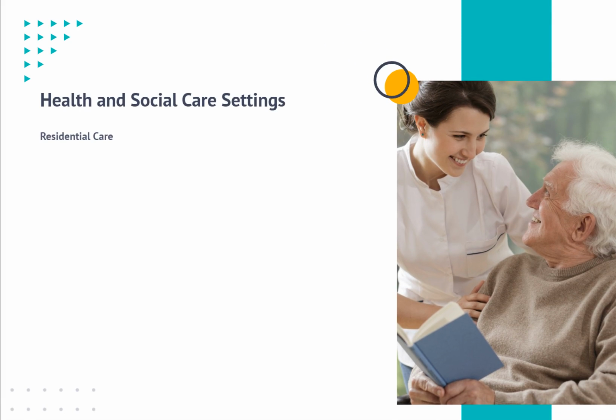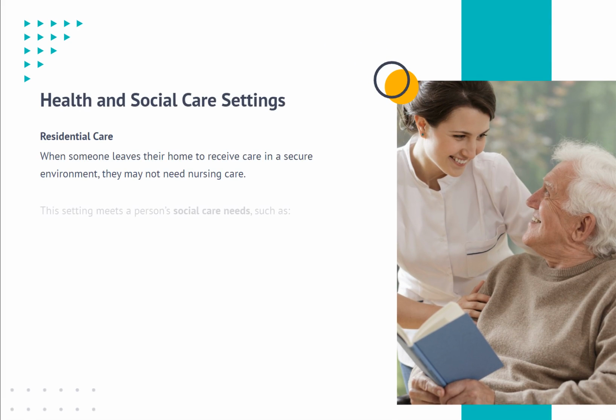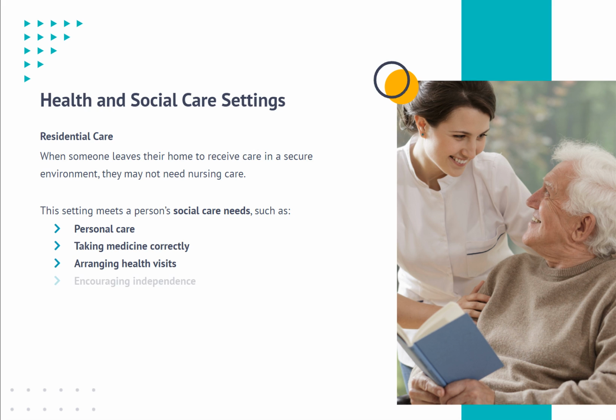Health and social care settings. Residential care. When someone leaves their home to receive care in a secure environment, they may not need nursing care. This setting meets a person's social care needs, such as personal care, taking medicine correctly, arranging health visits, encouraging independence.